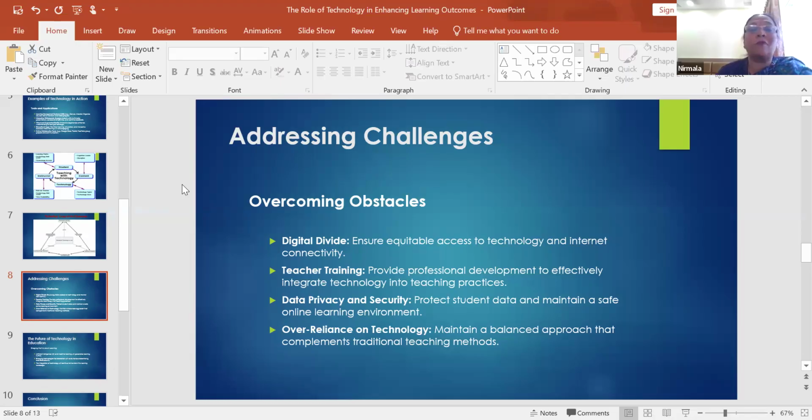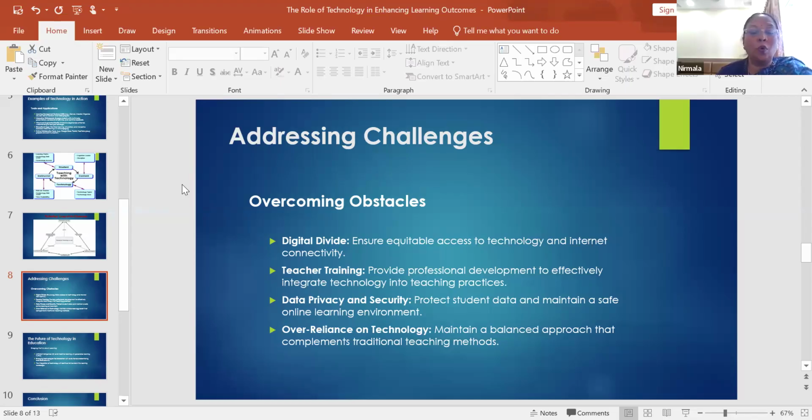Teacher training: teachers have to be provided with professional development to effectively integrate technology into teaching practices. They can put it in lesson plans or use it as a teaching aid, a kind of tool. So it creates professional development for teachers, for effectively teaching and making the learners more motivated and able to access easy learning. Data privacy and security: nowadays we have seen that the data has to be protected in every construction software.